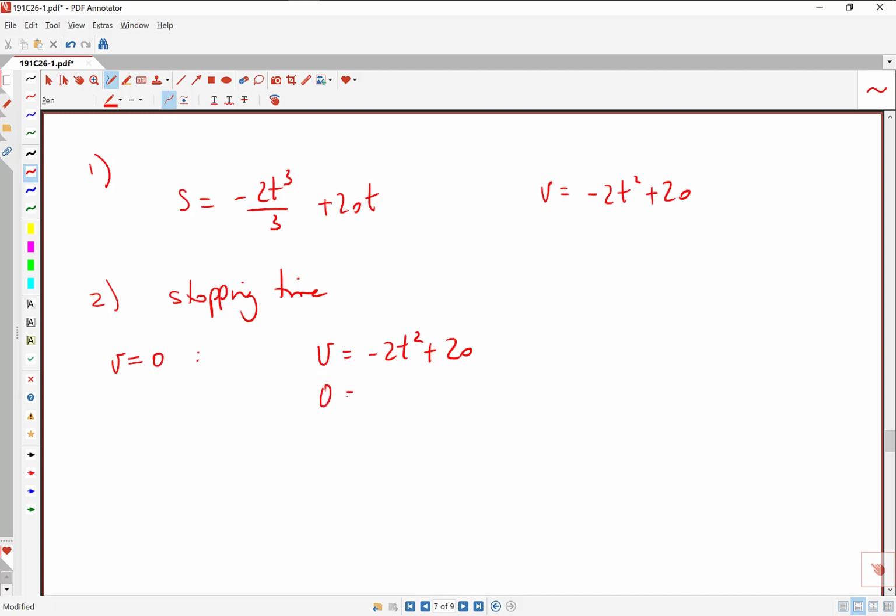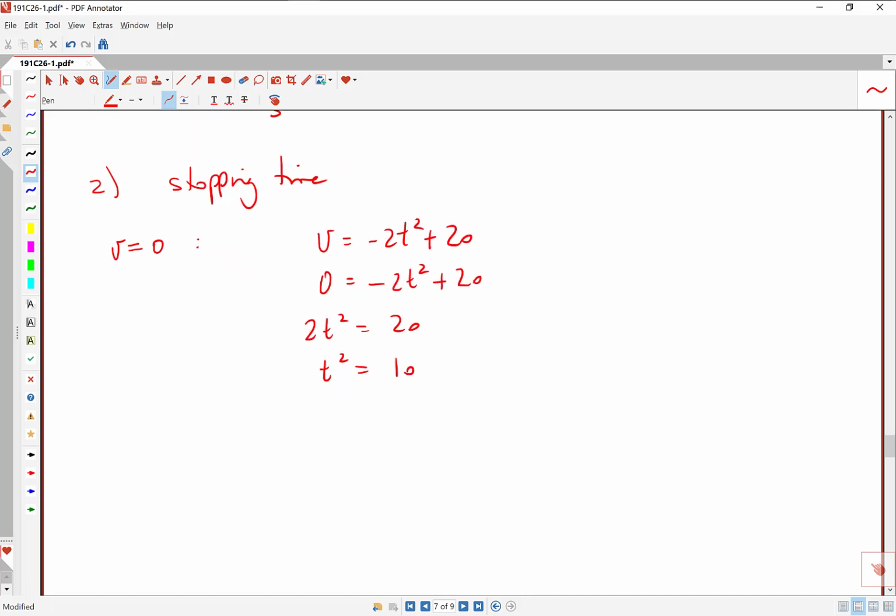So let's try that. 0 equals negative 2t squared plus 20. In other words, 2t squared is equal to 20. T squared is equal to 10. And that actually gives us two different solutions. T could be either plus or minus root 10. But because we're dealing with a physical problem, we know time is going to be positive. We can then immediately say, okay, that means root 10. So it takes root 10 seconds for this car to stop.